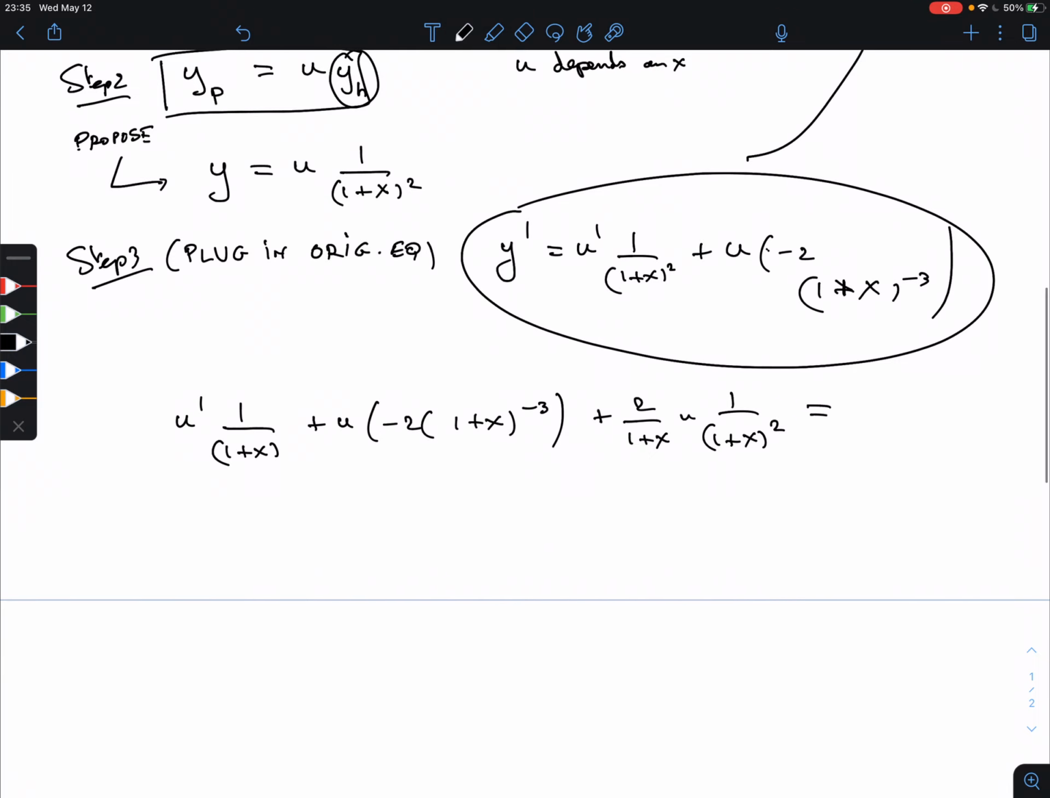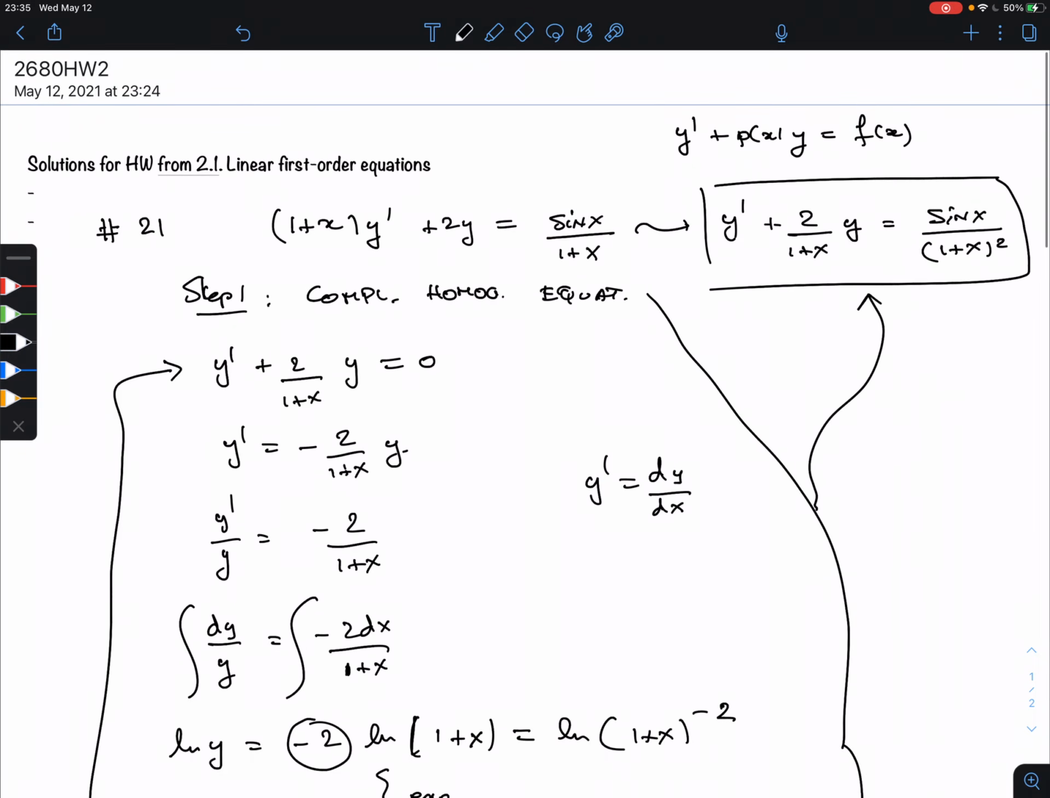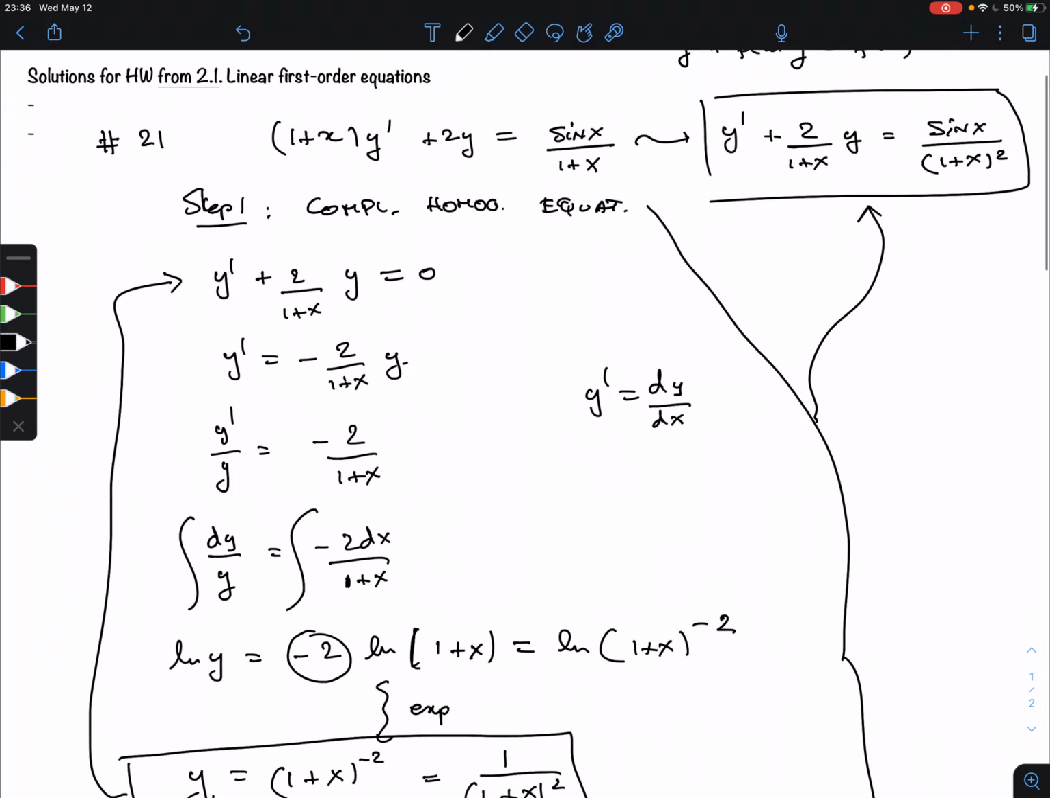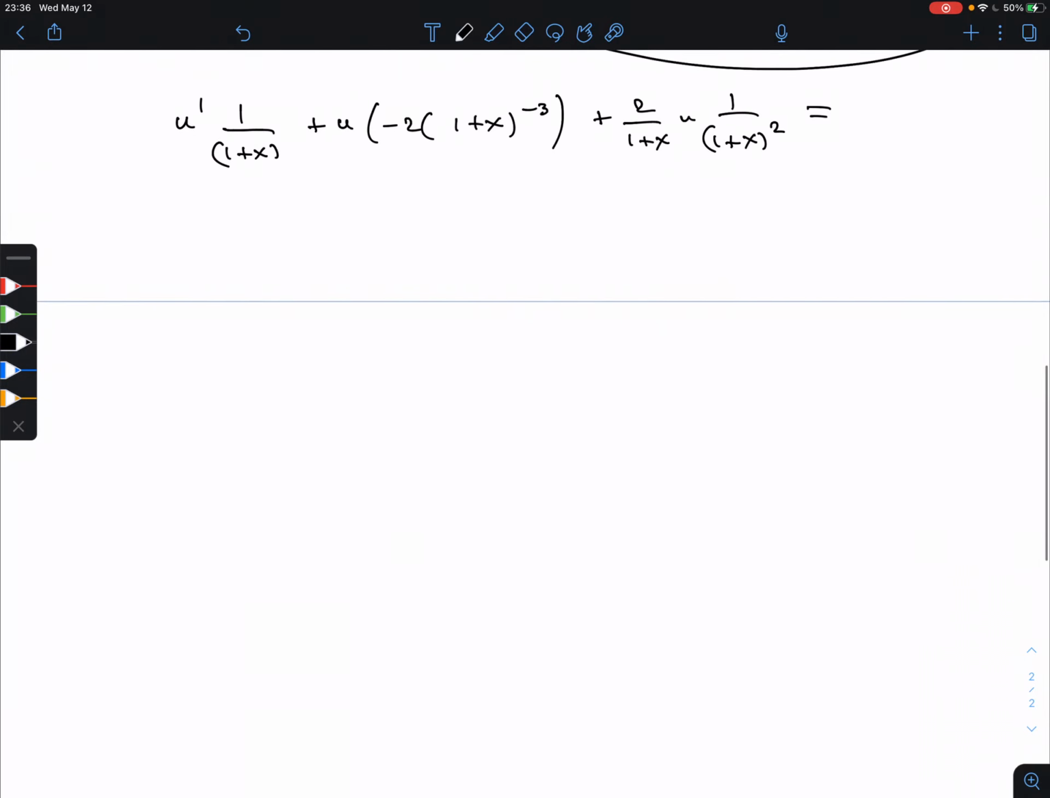Okay, and that is equal to the non-homogeneous part, sine x over 1 plus x squared. Sorry, we have to look here, right? Sine x over 1 plus x squared. Okay. Now, what has to happen is there has to be some calculation. In fact, in this case, we know that the u term has to disappear. And that's exactly what happens, right?